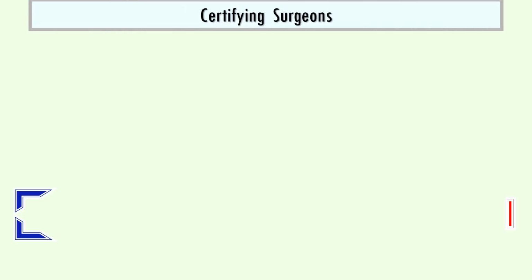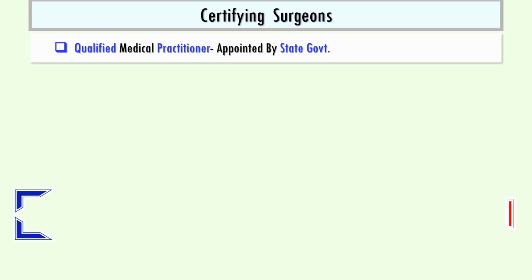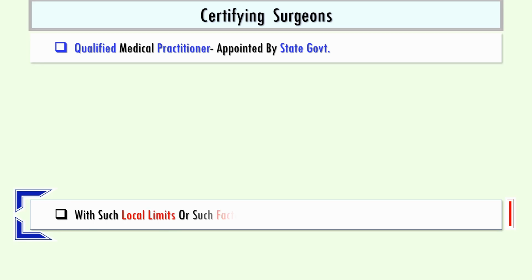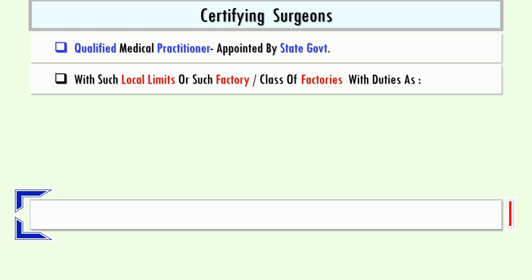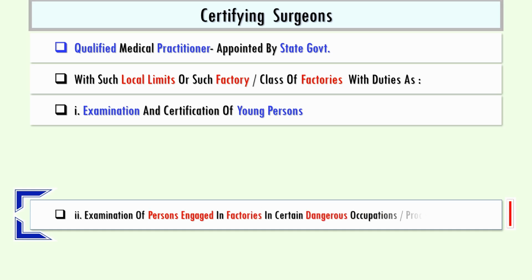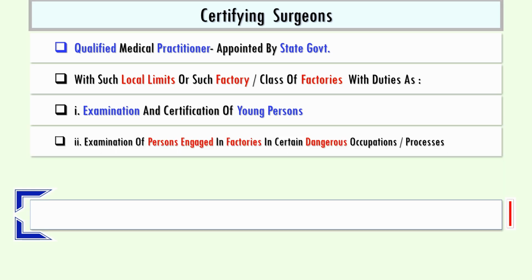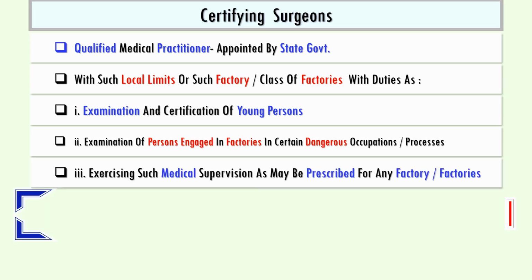A certifying surgeon is a qualified medical practitioner duly appointed by the state government. He is appointed with such local limits or for such factory or class of factories with a set of duties such as examination and certification of young persons, examination of persons engaged in factories in certain dangerous occupations or processes, and he may be required to exercise such medical supervision as may be prescribed for any factory or factories.